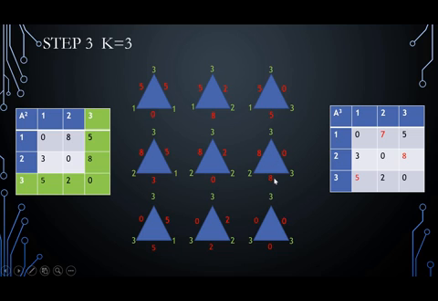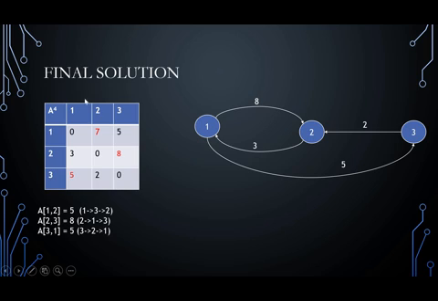0. 8 plus 0 compared with 8, 8. 0 plus 5 compared with 5, 5. 0 plus 2 compared with 2, 2. 0 plus 0 compared with 0, 0. So I get A3 as 0, 7, 5, 3, 0, 8, 5, 2, 0. So this is my final result. Oh, sorry, this is not A4, this is A3.